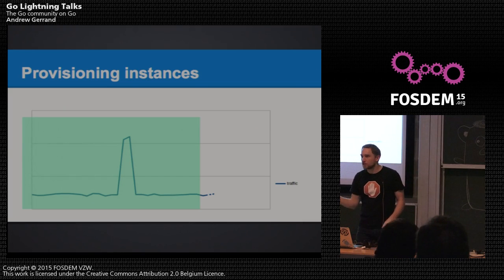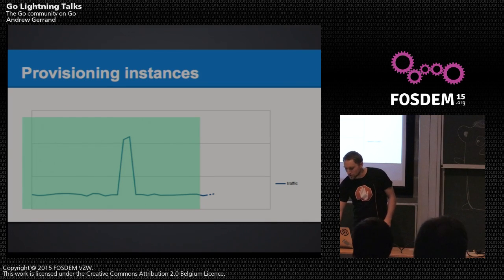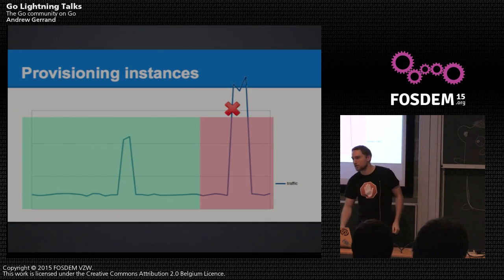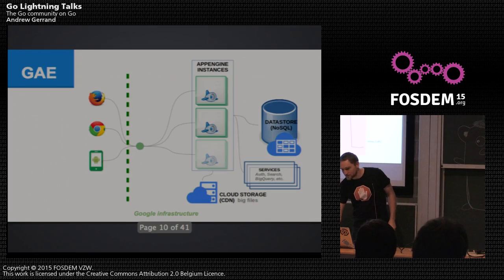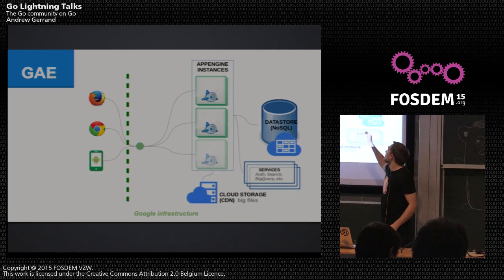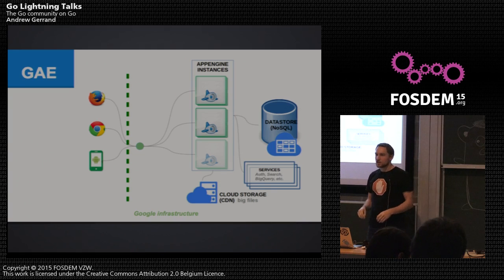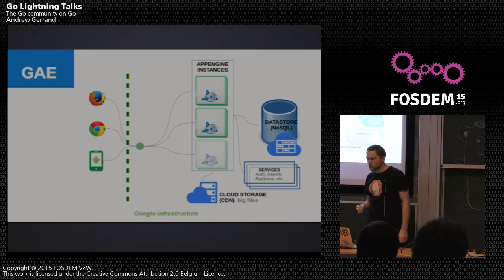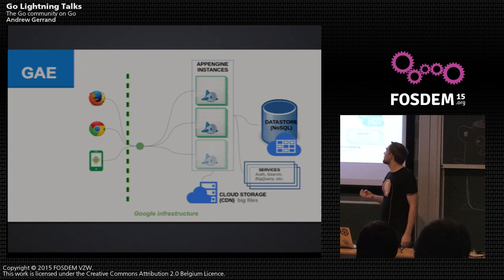Until, of course, some kind of popular website talks about your website, and you won't be able to handle the next spike, and that is bad. So the App Engine instances of your application are started and killed all the time to respond to your traffic.